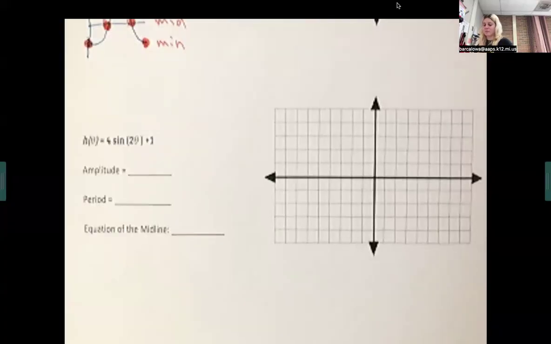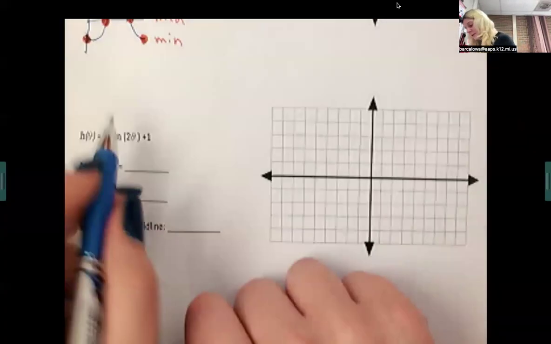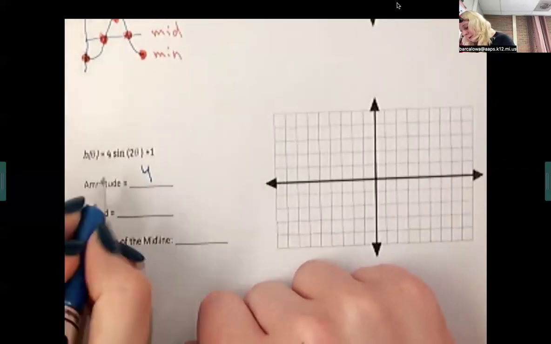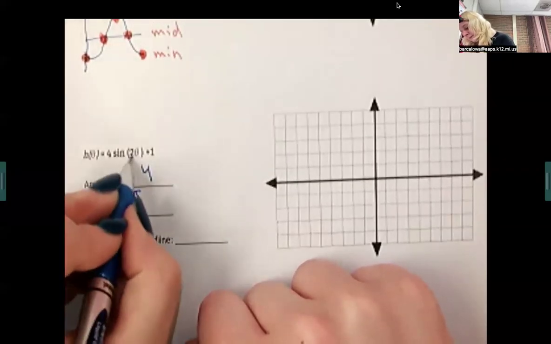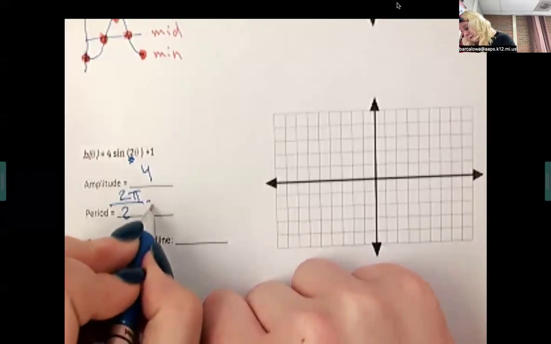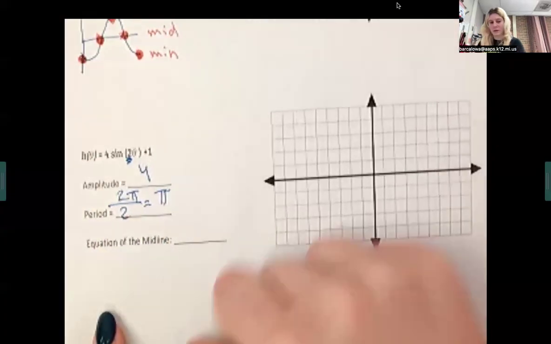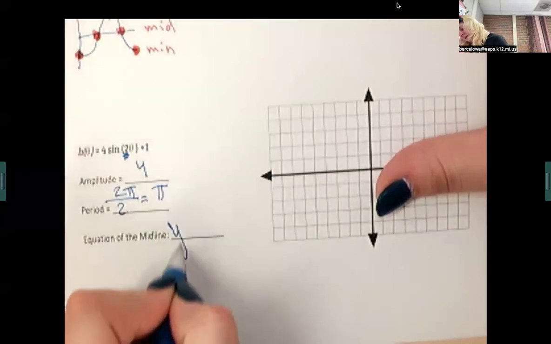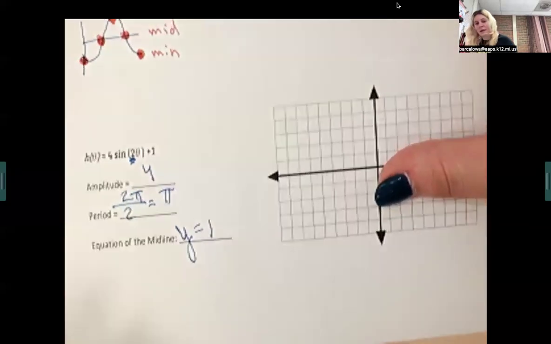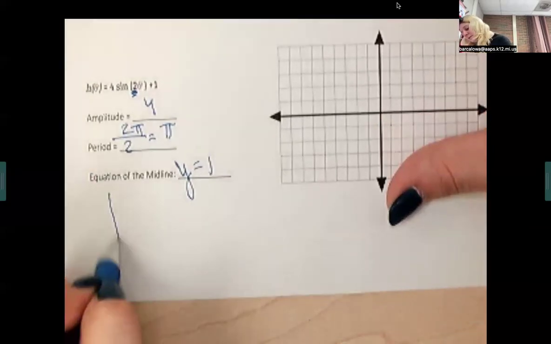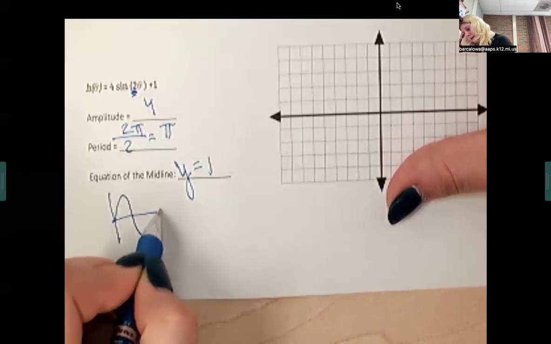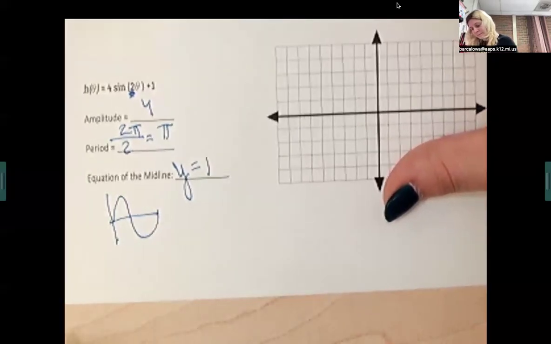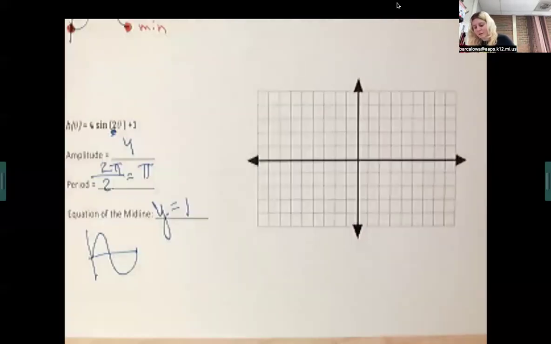Okay. Last one. Let's gather information. Amplitude is 4. Period is 2 pi divided by 2, so just pi. Equation of the midline, y equals 1. And I have a positive sine curve, so it looks like that. Okay, we already did a positive sine curve. Maybe I should have changed it.